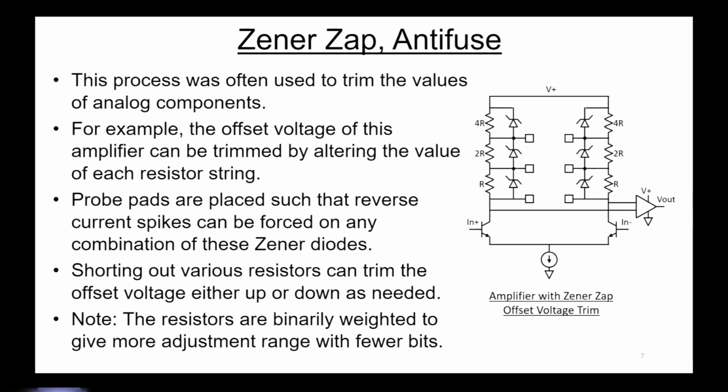This process was often used to trim the value of analog components. For example, let's look at this circuit off to the side here. The offset voltage of this amplifier can be trimmed by altering the value of each of these resistor strings. So we've placed some probe pads such that reverse current spikes can be forced on any combination of these Zener diodes. So shorting out various resistors can trim the offset voltage either up or down as needed. Just an aside, you might notice the values of these resistors are binarily weighted, R, 2R, 4R. We do that just so you can get more trim range with fewer number of bits.